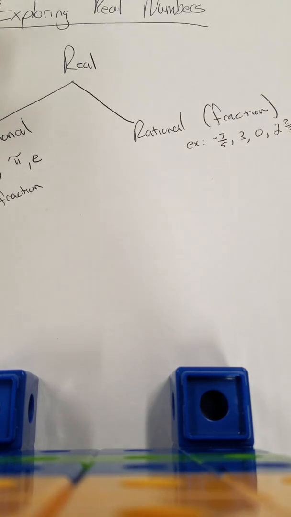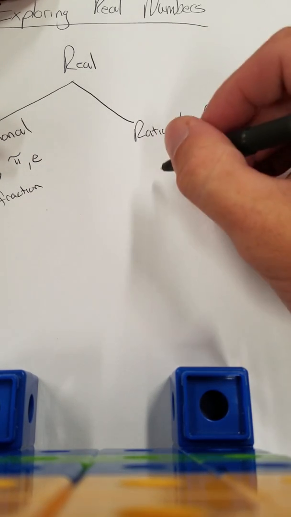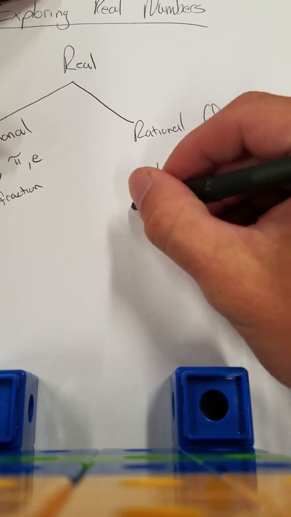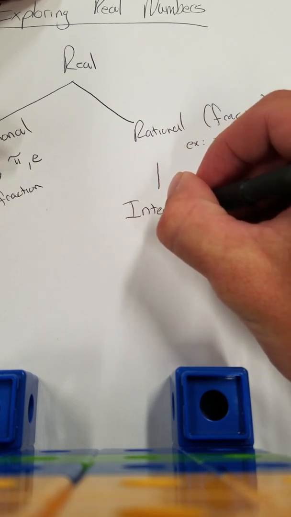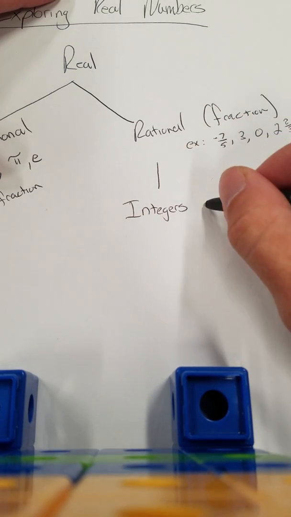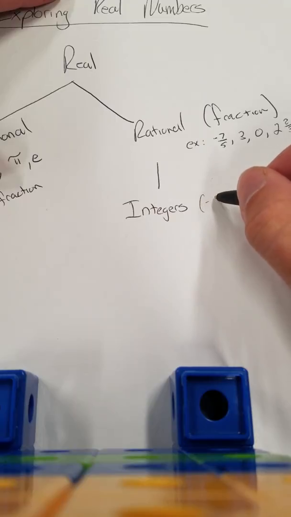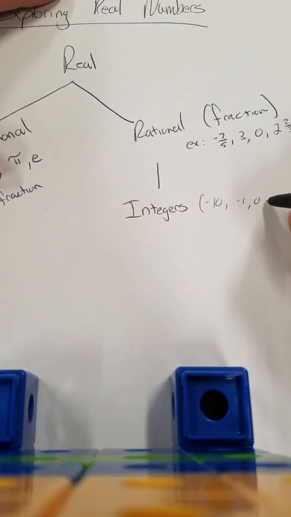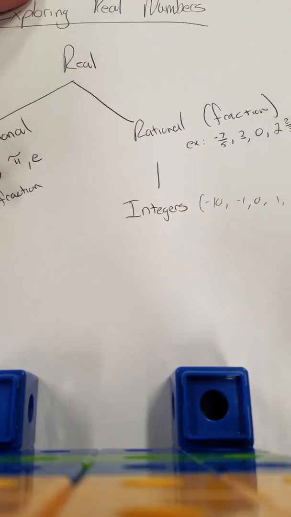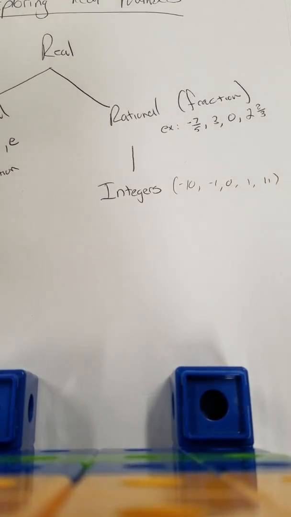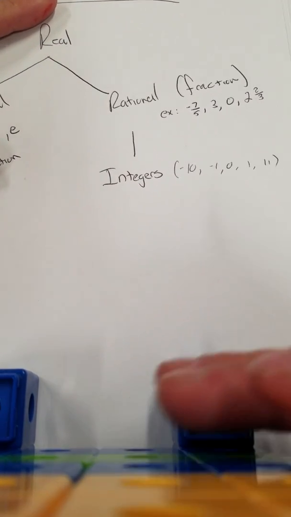Okay, going from rationals, the next one down is going to be what's called integers. Integers are your nice pretty numbers like -10, -1, 0, 1, 11, etc. Pretty numbers have a 1 on the bottom. If we write them as a fraction, they always have a 1 on the bottom. But those are the numbers that you want to deal with.